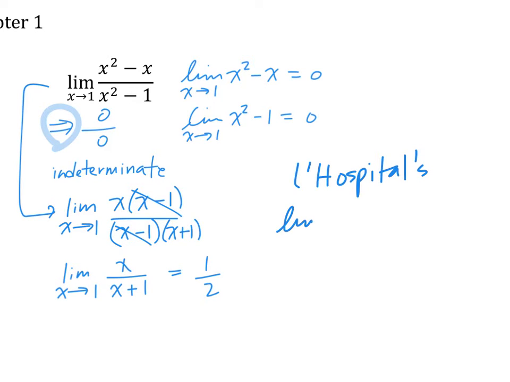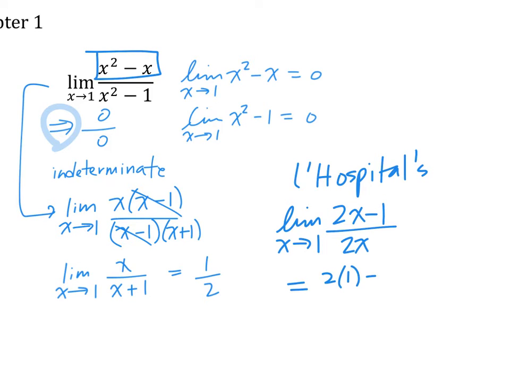the limit is the same if I just take the derivative. So what is the derivative of the function on the top? 2x minus 1. What's the derivative of the bottom? 2x. Then I plug in 1. 2 times 1 minus 1 over 2 times 1.